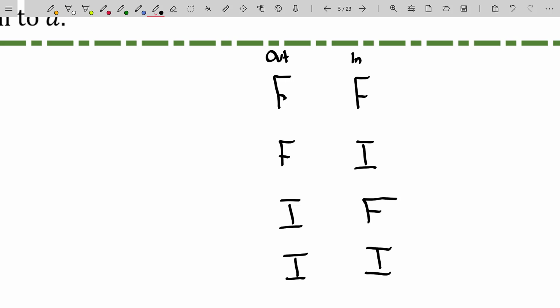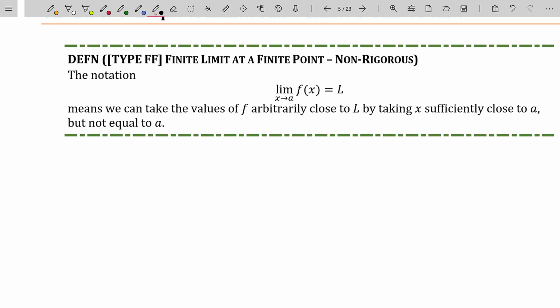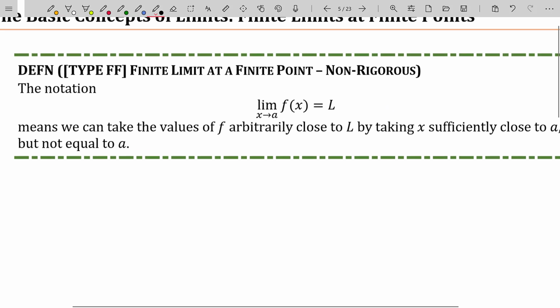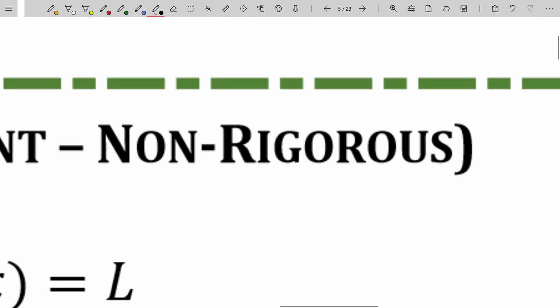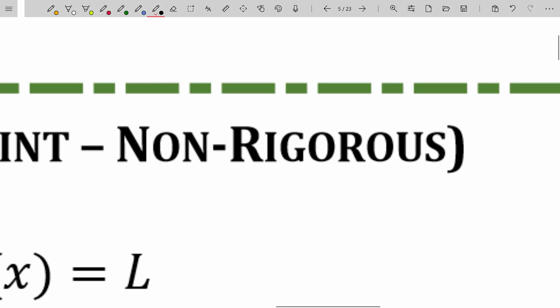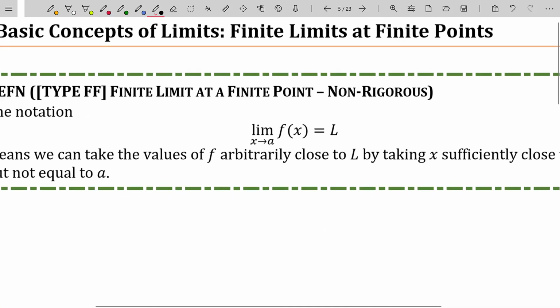For now, we're only focusing on the finite limits at finite points because that's actually the core initial part of limits. We'll get to the other ones later. Let's start with the definition of type FF, a finite limit at a finite point. And again, I want to stress, this is a non-rigorous definition. We'll have the rigorous definition in a future video.